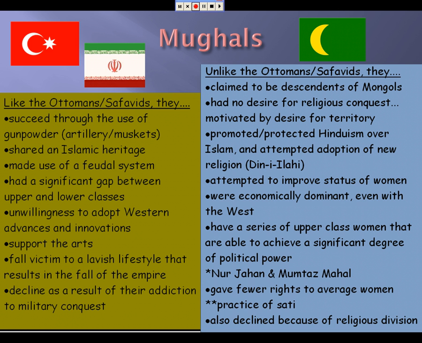Islam will be part of their empire, but what other religion is going to be part of their empire since they're in India? Hinduism. So if you were to begin conquering India in the name of Islam, who is that really going to upset? The millions of Hindus already there.